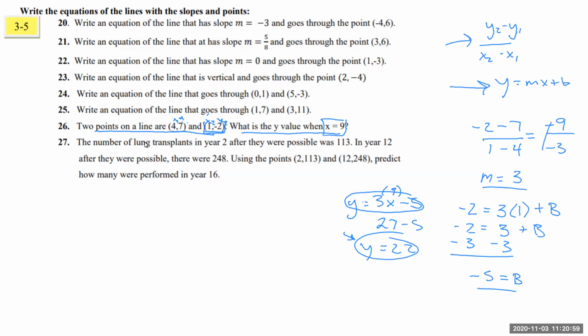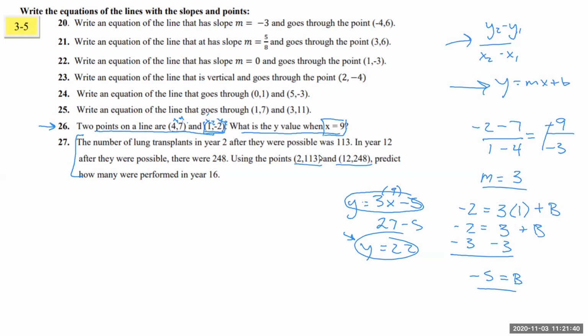Okay, going on to the next one, let's read through the problem. The number of lung transplants in year 2 after they were possible was 113. In year 12 after they were possible, there was 248. Use the points (2, 113) and (12, 248). Predict how many were performed in year 16. So this is just a fancy word problem for pretty much what we did in number 26. It's giving us 2 points, so we have to find the slope using that. And then it's saying predict how many were performed in year 16. So really what it's saying is, what is the y value when x equals 16?